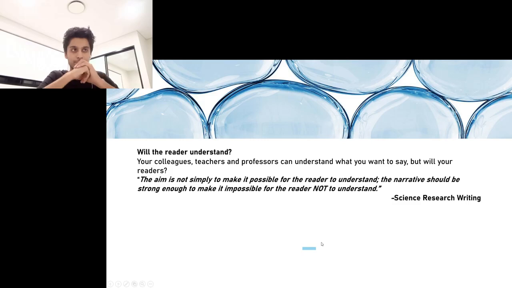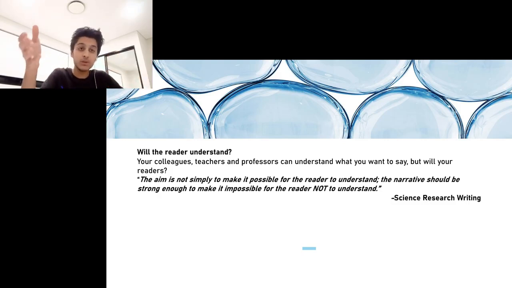Next, okay, will the reader understand? Your college teachers and professors and everyone that you work with, like everyone in your group, they will understand what you want to say. But here's the thing, the reader will not, because if you jump straight into the specifics, they're going to feel very isolated. When you work with your colleagues, they're all well educated about the topic, and they're thinking about it from the perspective that you think it, because you're going to tell them the story.